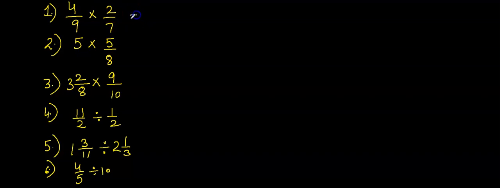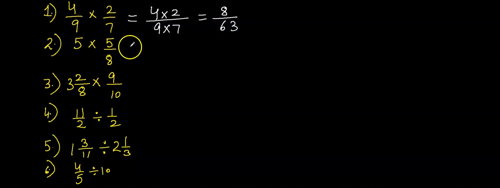So in the first one, we need to multiply 4/9 times 2/7. So we multiply the numerators, which is 4 times 2, and the denominators. And then we check if we can reduce any of the numerators by the denominators. Now since we cannot reduce 4 by either 9 or 7, and same as 2 by either 9 or 7, we simply multiply these. So 4 times 2 is 8, and then 9 times 7 is 63.